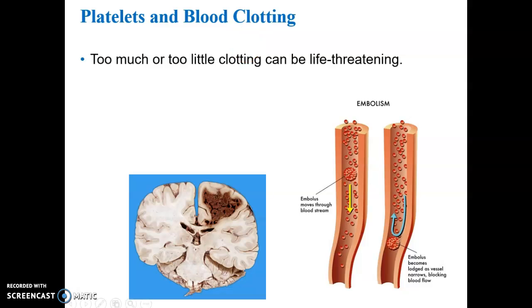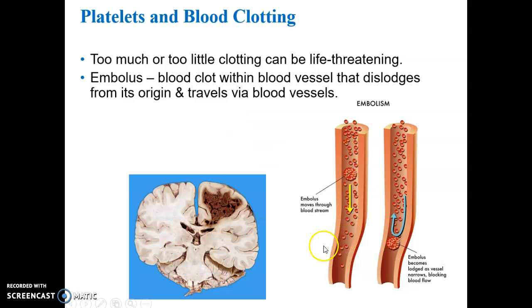So continuing, too much or too little clotting can be life-threatening. If too much clotting occurs, an embolus can occur. This is a blood clot that occurs within a blood vessel and dislodges, and now you have a clot floating through the blood vessels, and if the clot gets jammed in a smaller blood vessel, it can form a blockage there.